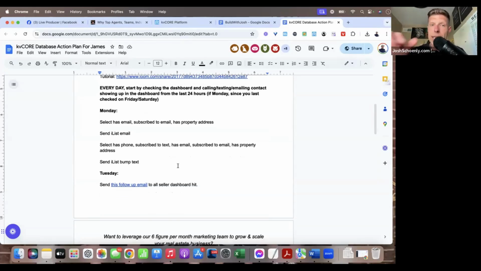So you send that iList email, and then after that goes out, select phone, subscribe to text, has email, subscribe to email, has property address. So it's the same bucket. We're just adding in the ones who we also have a phone number for and are subscribed to text, and you send the iList bump text, which is just, hey Lisa, I just sent you an email with the updated automated values for your property at blank address. Did you get it yet? It's something along those lines. You're just encouraging them to go look for the email.